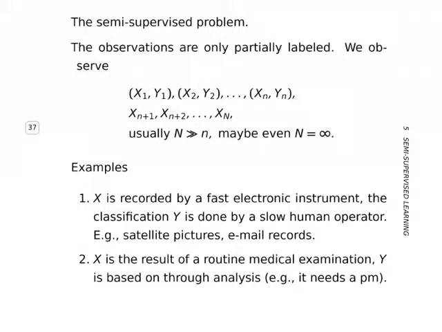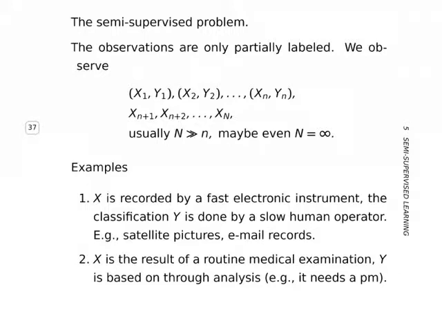Now this is a very typical situation, if you think about it, and if you didn't meet it in the past. The examples are when X is recorded by a fast electronic instrument, while the labeling is done by a human operator. An example would be satellite pictures of terrains or military targets. So from satellites you accumulate an infinite number of pictures, but most of them nobody looked at, and certainly nobody labeled them.